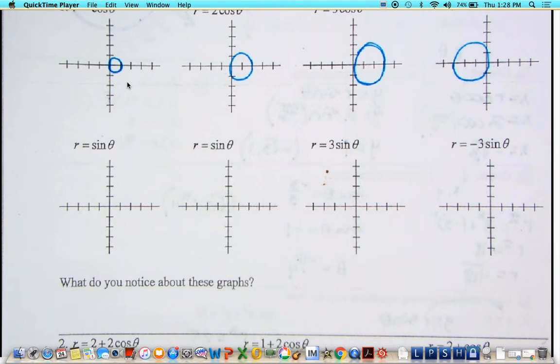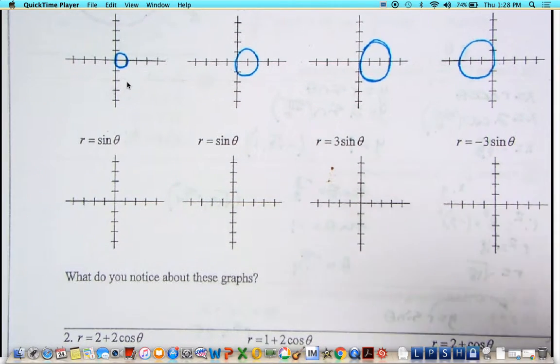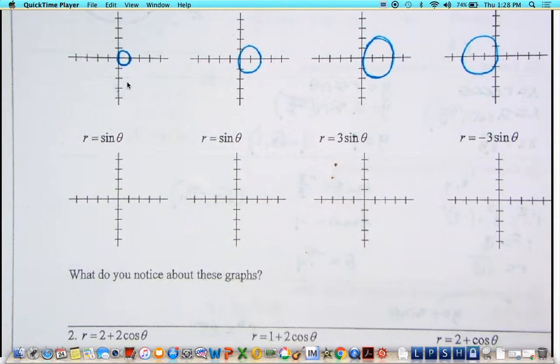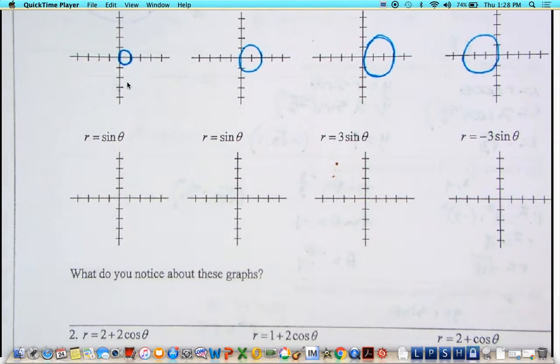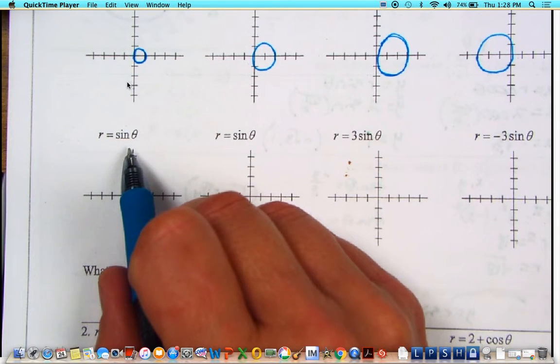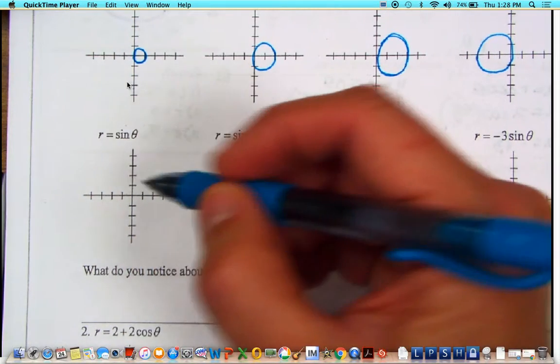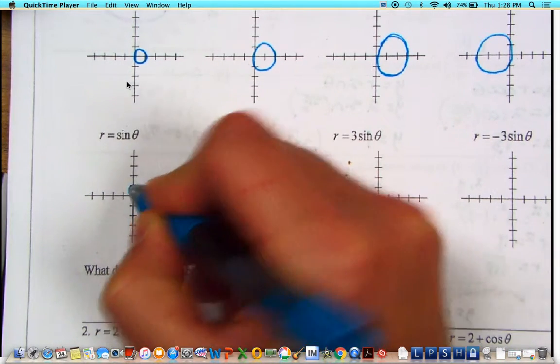Okay, so look at the next one, r equals sine theta. What do you think that is? It's going to be on the y-axis. That makes sense since y is the sine, right? Y value and sine value go together. What's its diameter? Do I even need to graph it? No, I don't need to, right? What's its diameter? It's 1.